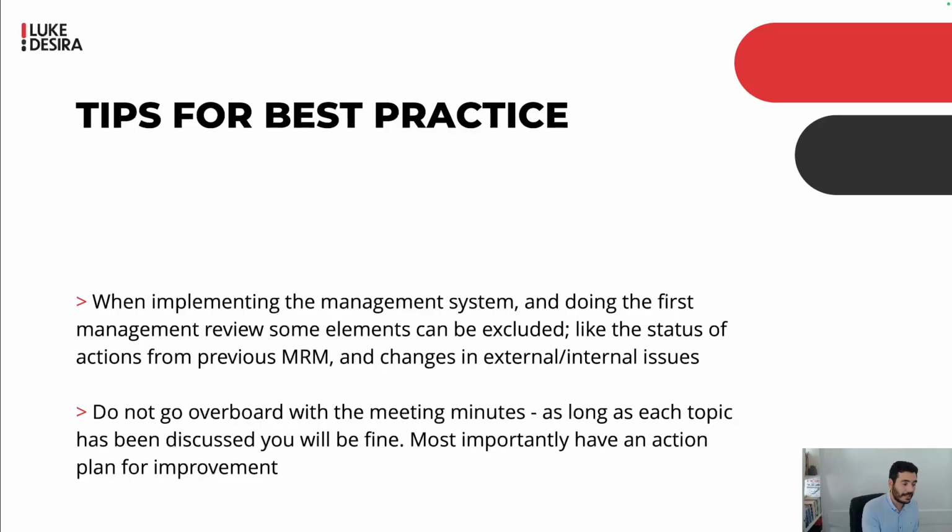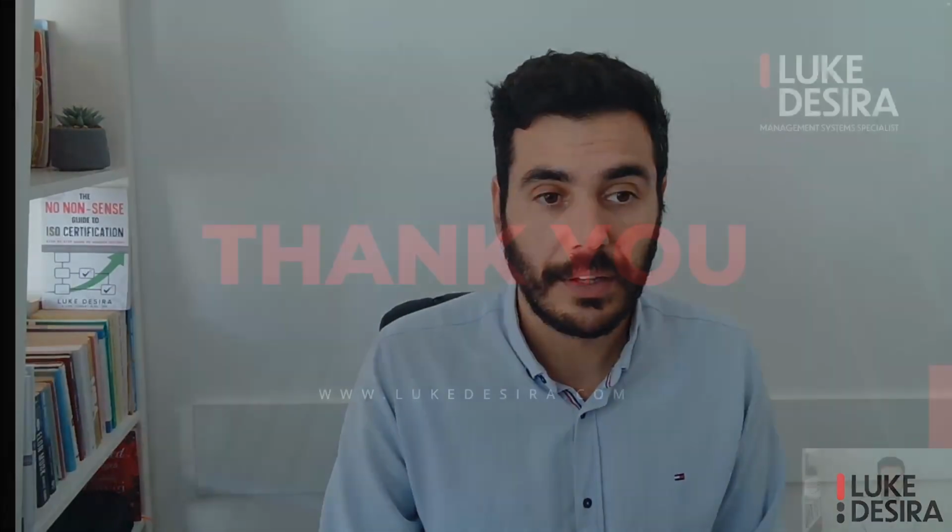My final recommendation is for you to not go overboard with the meeting minutes. As long as each topic has been discussed, you will be fine. Most importantly, have an action plan for improvement and don't do things for ISO certification, do things for the benefit of your own business. If you have a conversation following that agenda and you determine 5 things that have to be done, follow up on those 5 things until they are done, because if you had agreed that you wanted to do them, instill the discipline within your organization that if someone says that they're going to do something, they actually do it. That's all I had to say for this particular clause.